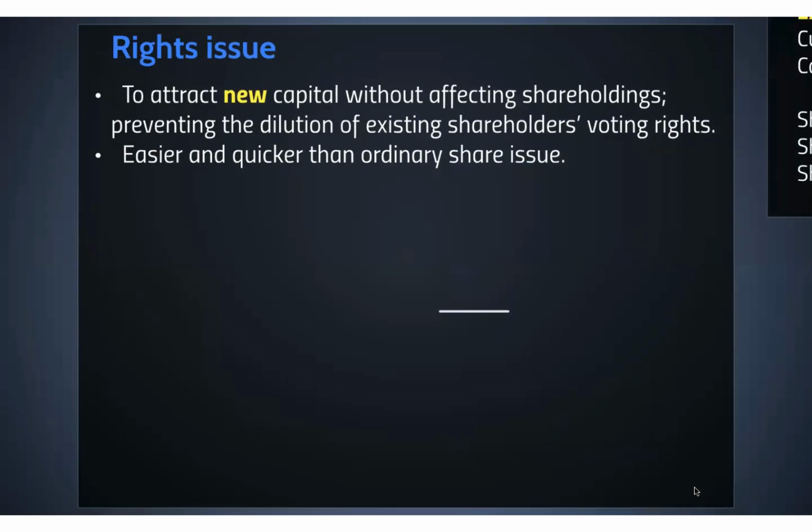Rights issue. To attract new capital without affecting shareholdings, preventing the dilution of existing shareholders' voting rights, easier and quicker than ordinary share issue. What does that mean? When in need of money, a company can issue rights, the right to buy a share. And when a company issues the right to buy a share, as I said before, before all other potential shareholders, the company offers these rights to the existing shareholders. And of course, all of them would agree, would find some resources to execute their rights in order not to dilute, not to decrease their share. And what we are interested in is the correct recording, correct accounting for that rights issue.